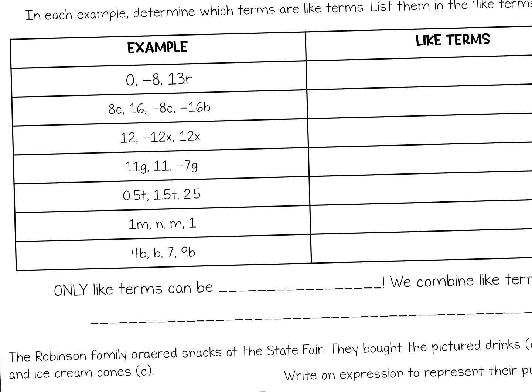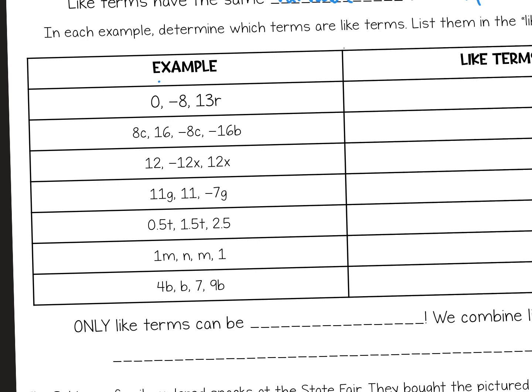So let's look at some of these examples. Here we have a constant and a variable. Since we only have the one variable term, we don't have to think about whether or not it has the same letter, because we only have the one. So we have 0 and -8 as like terms, and then we have 13R. So these two are alike. 13R is a separate term.